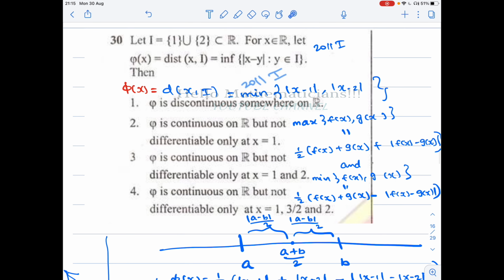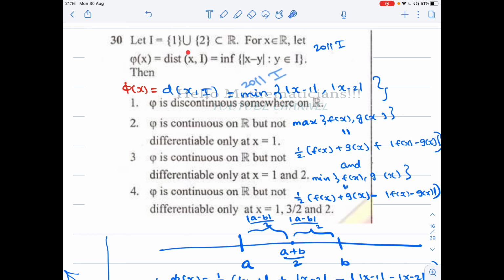Let I be the set with only two elements, 1 and 2. Now for each x belongs to R, we define a function pi of x. Pi of x equals the distance between the point x and the set I. In the real line we can find the distance between 2 points. Mod x minus y will give you the distance between x and y, but here we are defining a distance between a point and a set.